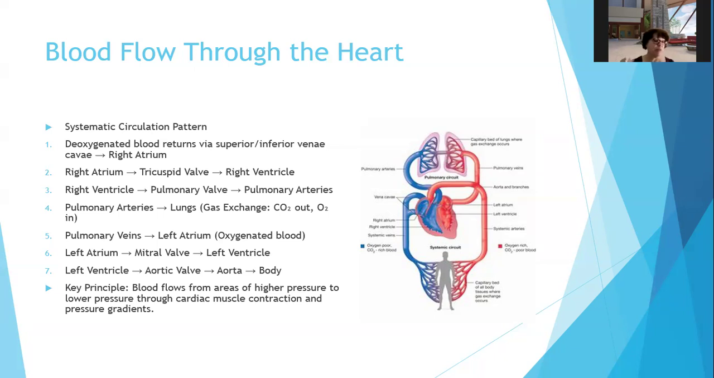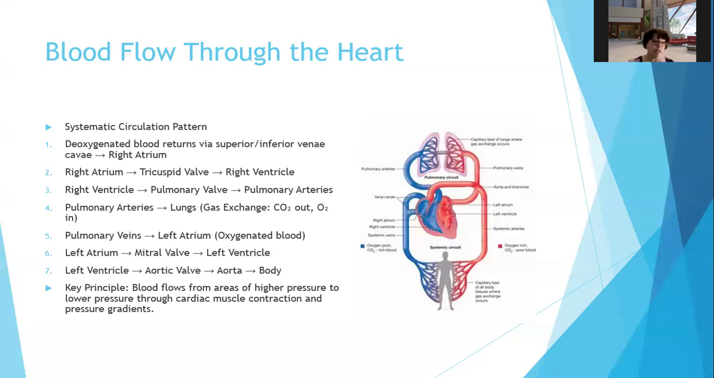And then the pulmonary veins carry oxygenated blood back to the heart, and the oxygenated blood from the lungs enters through the left atrium. From the left atrium, the blood flows through the mitral valve and into the left ventricle. From the left ventricle, the blood flows through the aortic valve into the aorta and out to the body. Blood flow through the heart is achieved through the pumping mechanism and contraction and relaxation of the cardiac musculature and pressure gradients between the chambers of the heart.